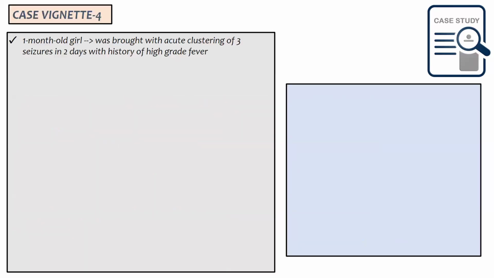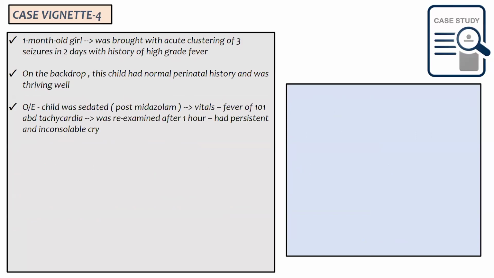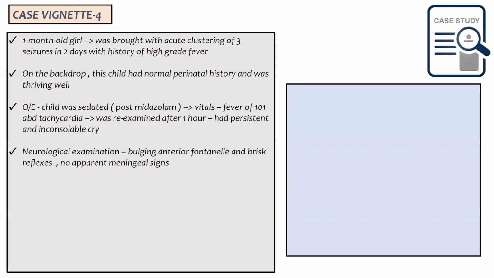A 1-month-old girl was brought with acute clustering of 3 seizures in 2 days. So in the last 48 hours, there are 3 seizures with history of high-grade fever. On the backdrop, this child had normal perinatal history and was thriving well. On examination, the child was sedated post-midazolam, fever of 101, and there was tachycardia. The child was re-examined after 1 hour and had a persistent and inconsolable cry. On examination, there was a bulging anterior fontanelle and brisk reflexes, and no apparent meningeal signs.